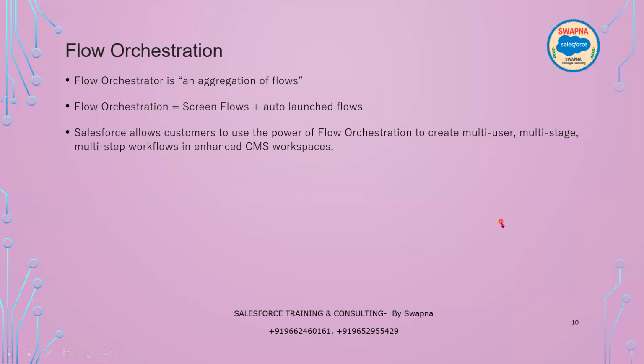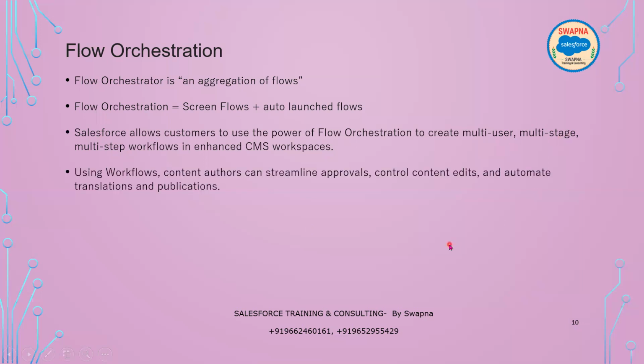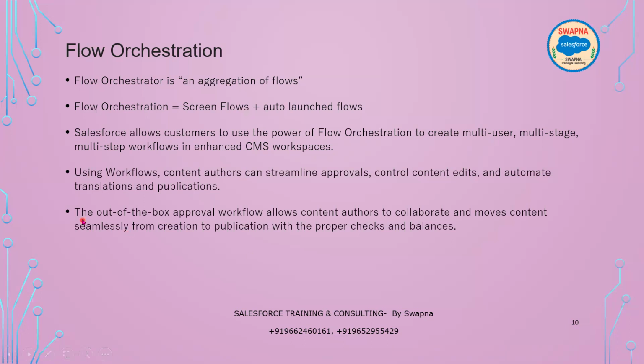Like that, you can create multiple stages. And using the workflow content, authors can streamline the approvals, control the content edits, and automate the translation of publications. Right? So the same thing can happen here. The out-of-the-box approval workflow allows content authors to collaborate and move the content seamlessly from the creation to the publication.